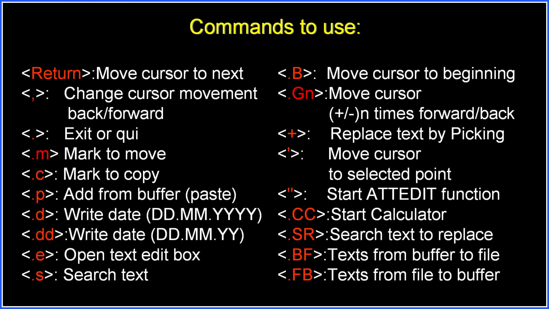.sign plus: replace text by selecting source. Apostrophe: move cursor to selected location. 2 apostrophes: start ATTEDIT function. .cc: start calculator. .sr: find text to replace. .bf: texts from buffer to file. .fb: texts from file to buffer.